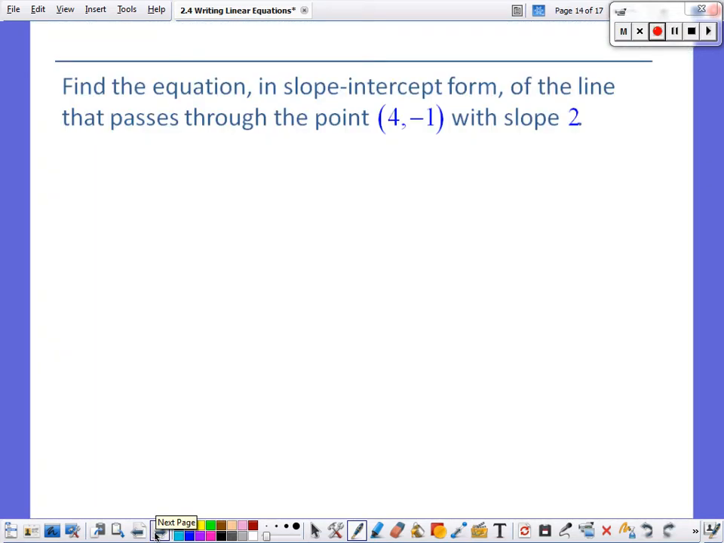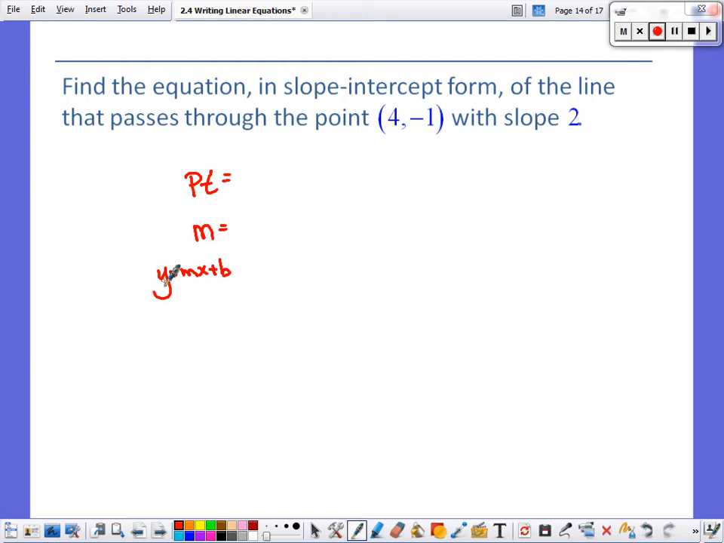Okay? Find the equation. What two things do you need to write an equation? A point and a slope. Let's see if we know either thing. And they say put it in slope-intercept form. So our ultimate goal is to put it in y equals mx plus b form, but we may not get to start there. Okay? Let's see what happens.